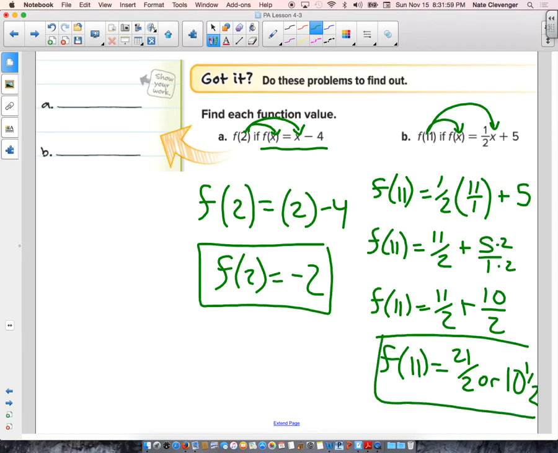Again, I would be fine with you leaving that as an improper fraction. That's all there is. It's not anything difficult or tricky, just plugging those values of x in.